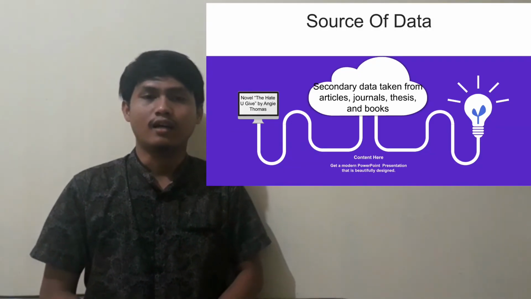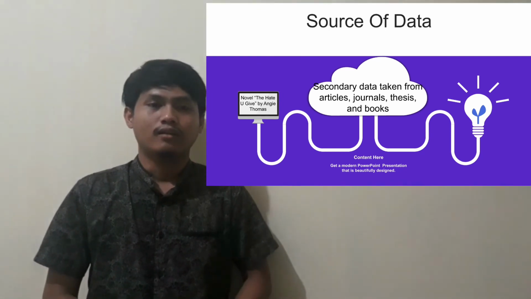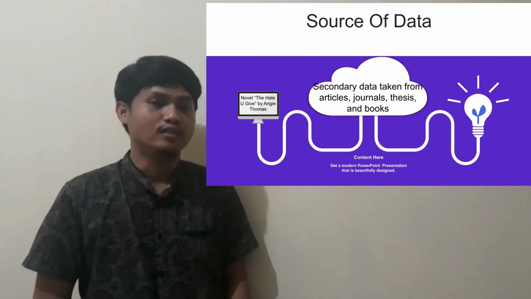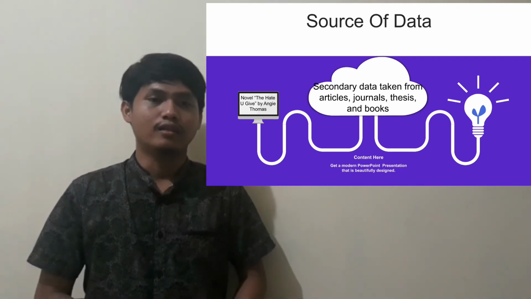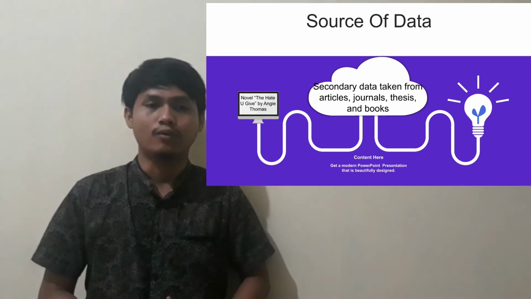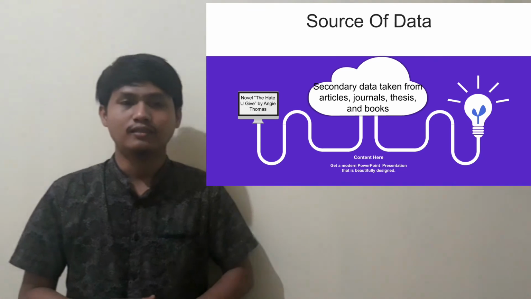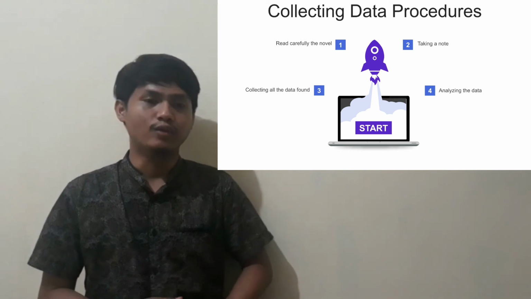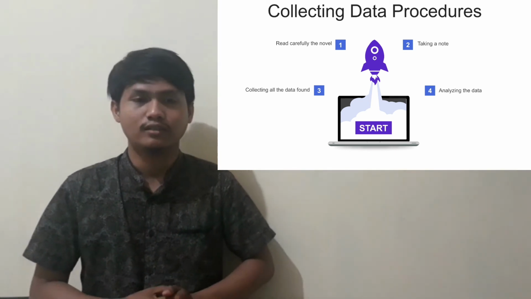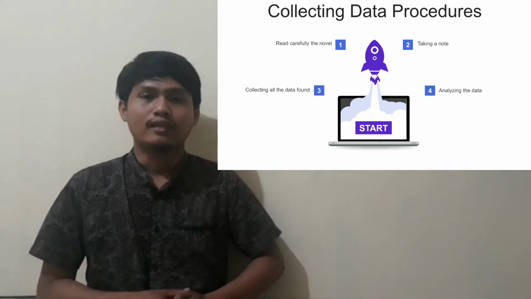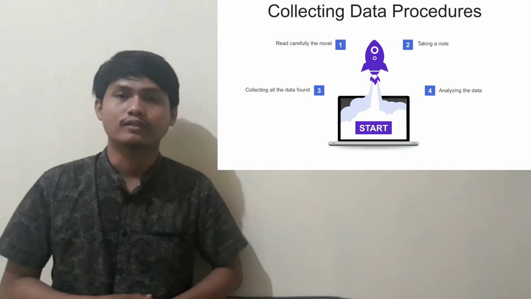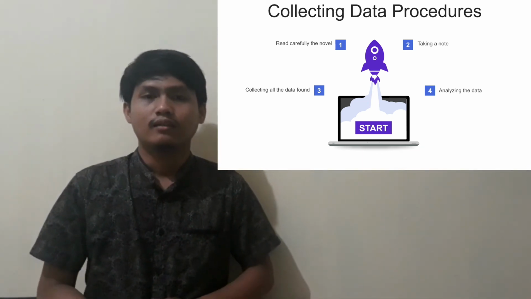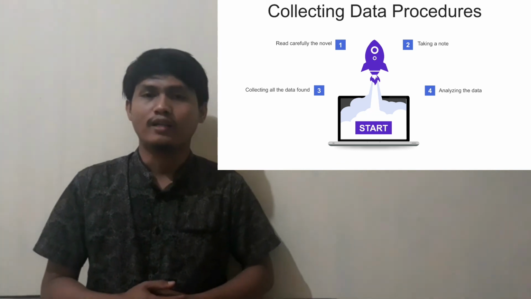The next is source of data. There are two types source of data that I used in this research. The first is primary data, which the novel The Hate You Give, written by Angie Thomas, and the second is the secondary data, which taken from various sources like articles, journal, theses, and books. The next is procedure of data collection. The first thing I will do is read the novel carefully and repeat it until I fully understand with the content and context. And then I will classify and collect the content and context that related to racism. I will also take a note and write them down.